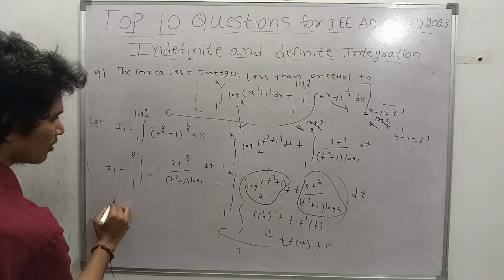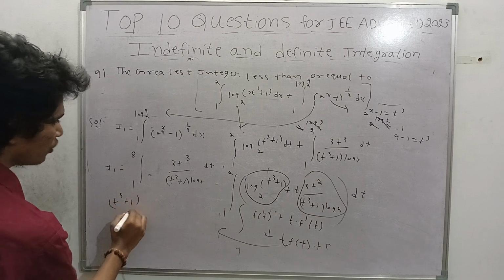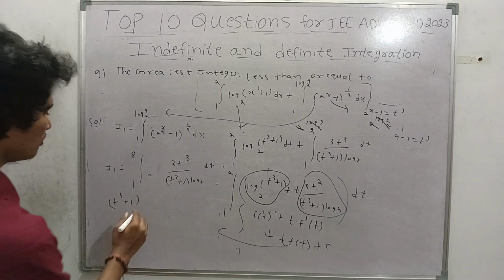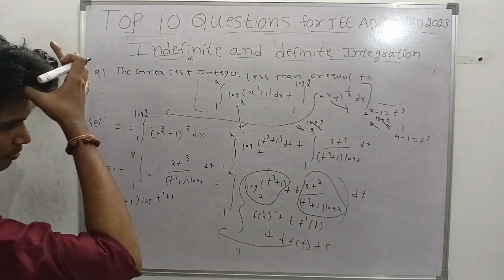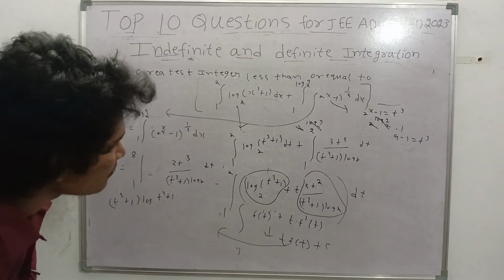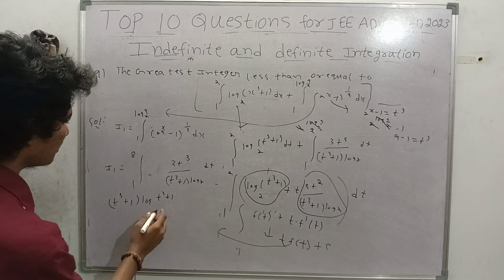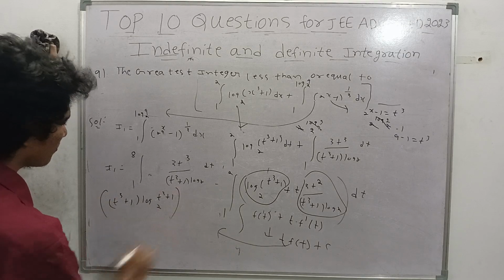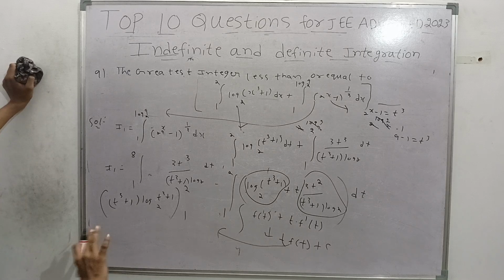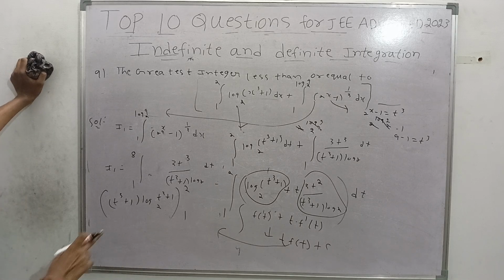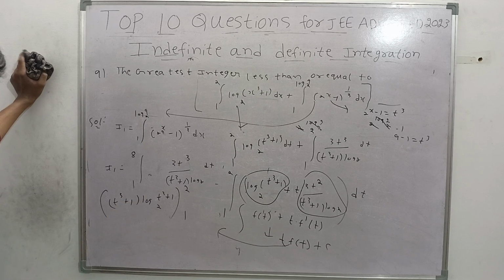What is t? t cube, that is the complete thing, t cube plus 1 into, what is f of t, what is the function? Log t cube plus 1, log t cube plus 1 base 2. This is the thing. Now the limits are 2, 1. Completely the solving part is completed. Now when applying the limit 2 cube, what will it be?